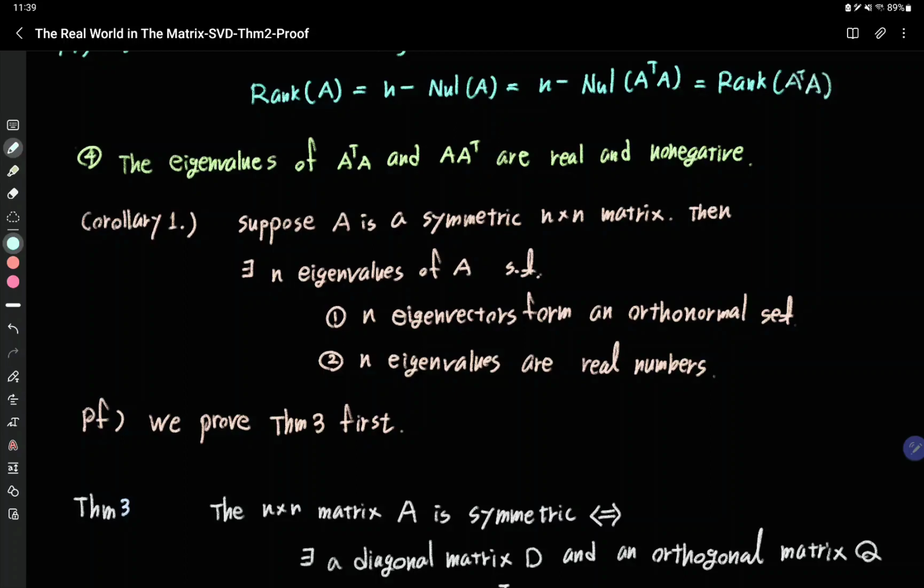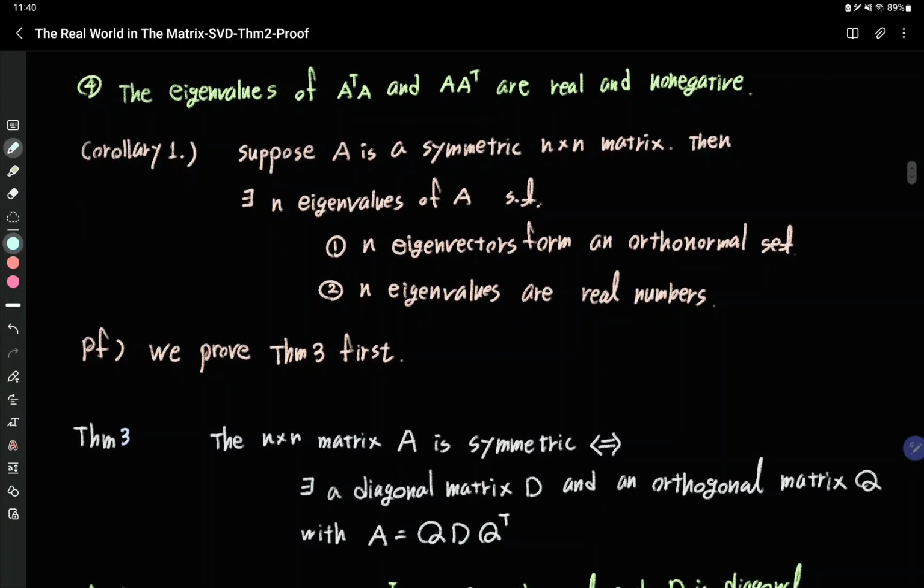In addition, the n eigenvectors corresponding to those eigenvalues are orthonormal to each other. So by corollary 1, the eigenvalues of the two matrices, which are symmetric matrices, are real. And then I'm going to prove they are non-negative. To prove corollary 1, we need to take a look at theorem 3.